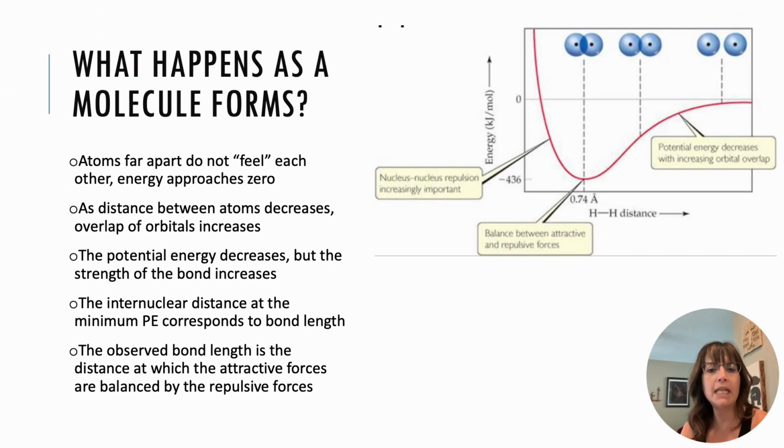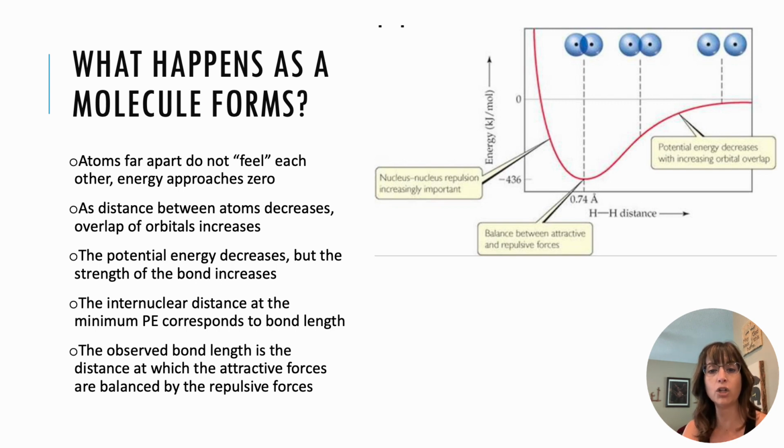We are going to see this graph in one of the POGILs that we do, and it's a very strange looking graph, very bizarre, kind of complicated, but once you understand what it's showing you, it actually makes a lot of sense. This graph shows you what happens as a molecule forms. On the x-axis is how far apart these two atoms are, and on the y-axis is the potential energy, okay?